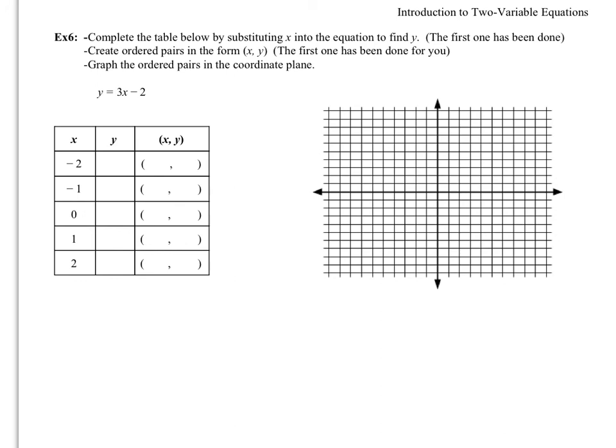You're going to replace x with each of these 5 numbers to find what y would be. You're going to create your 5 ordered pairs, and then you're going to graph them. Pause the video, press play when you're ready to check your answers.